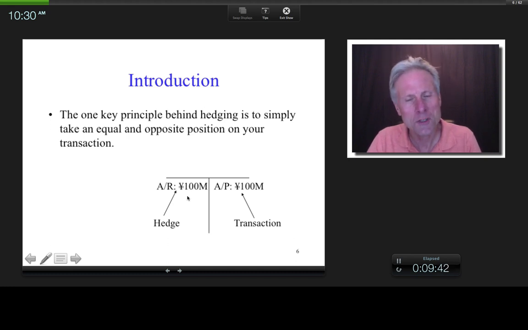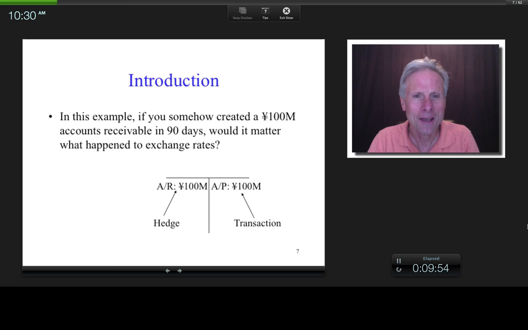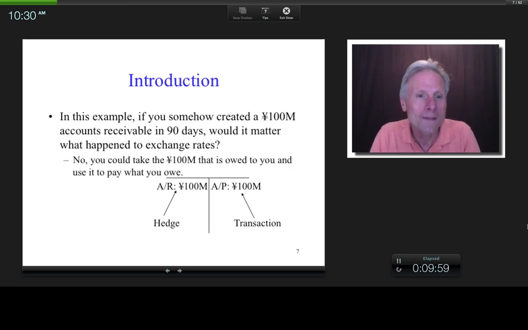It isn't, right? Because you could take the 100 million yen that is owed to you in 90 days, and could you then use it to pay off what you owe in 90 days? You could, right? And so basically that's, if you will, the one key principle in hedging. You know, create something equal and opposite on the other side.